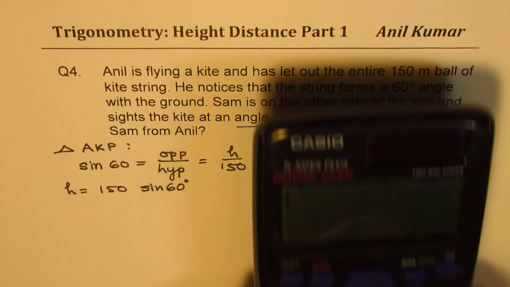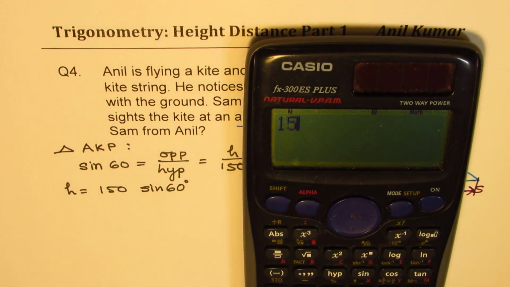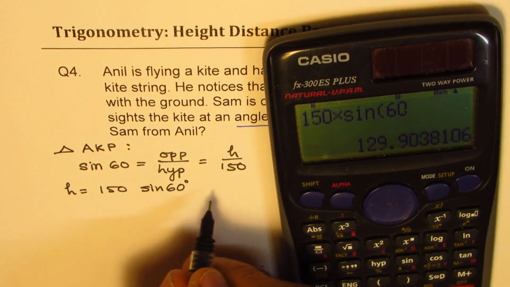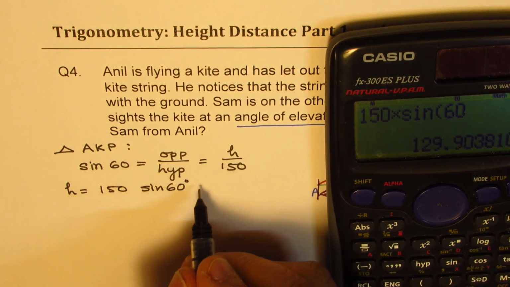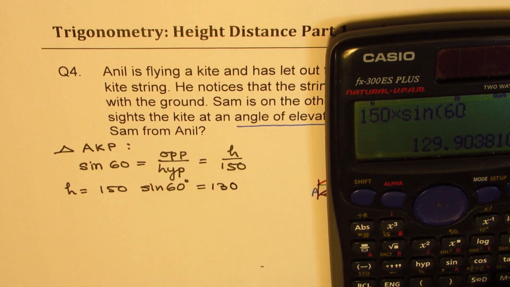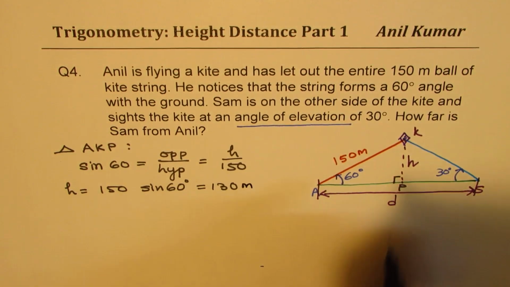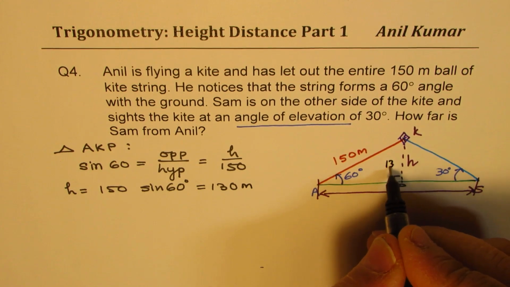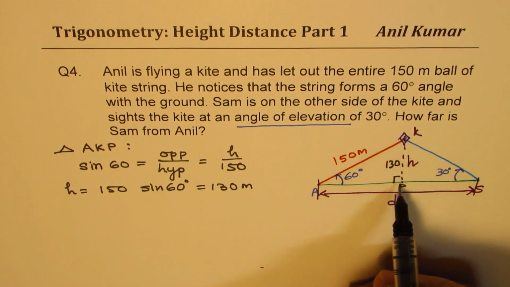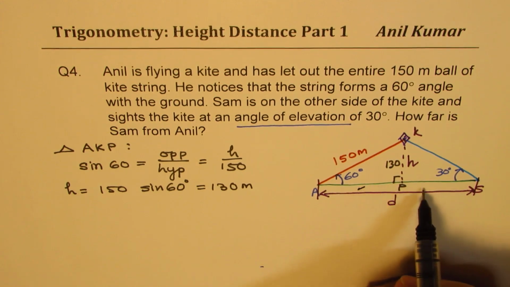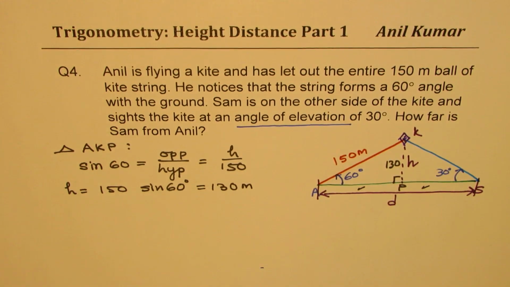So let's calculate this answer. It is 150 times sine of 60 degrees, which gives you, let's write decimal values, approximately 130. We'll approximate it to the whole number, 130 meters. So this height is 130 for us. Once we know the height, we can solve both these triangles now and also find the distance between the two. You get the idea, right?